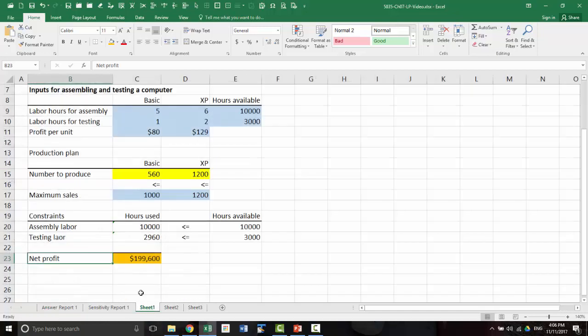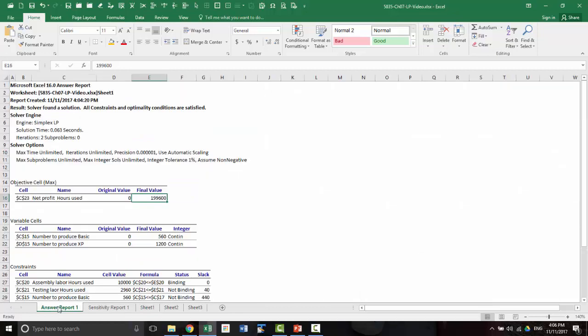Now the variable cells, so these are the decision variables. Again it takes number to produce and attaches that label, so you get number to produce basic, number to produce XP. Original value is 0, final value is 560, 1200, and these are not integer, so these are continuous.